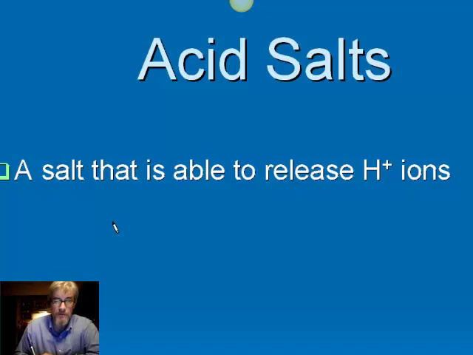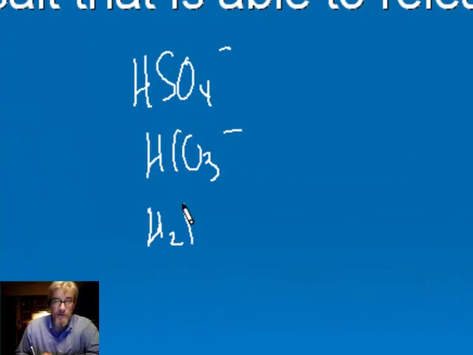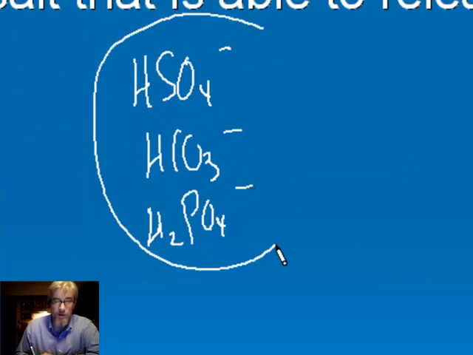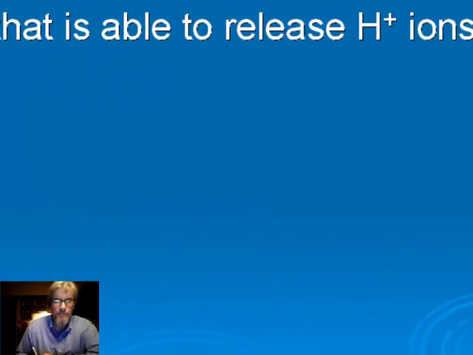These are ionic compounds that have the anion like HSO4 1 minus, or HCO3 1 minus, or H2PO4 1 minus. These are all acid salts. When you see those anions as part of a salt, then you know that that salt can itself function as an acid. So here's an example of what I'm talking about.